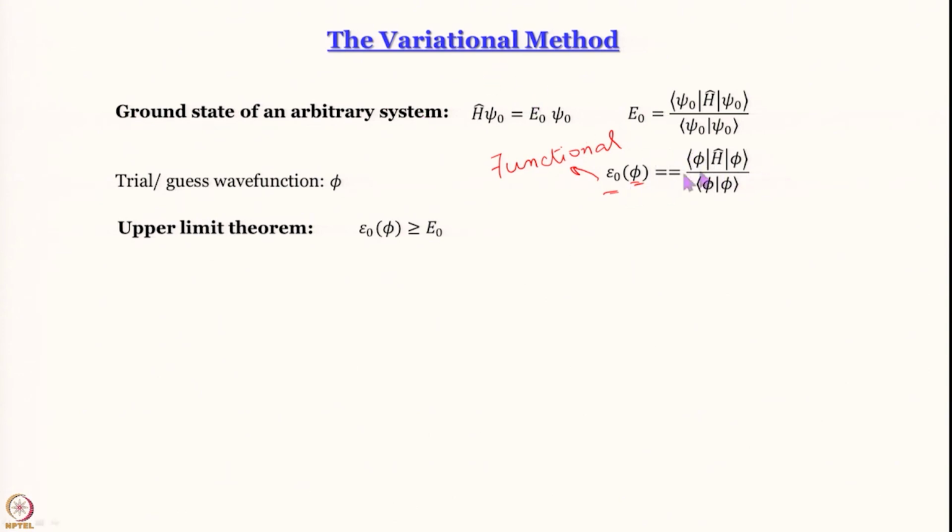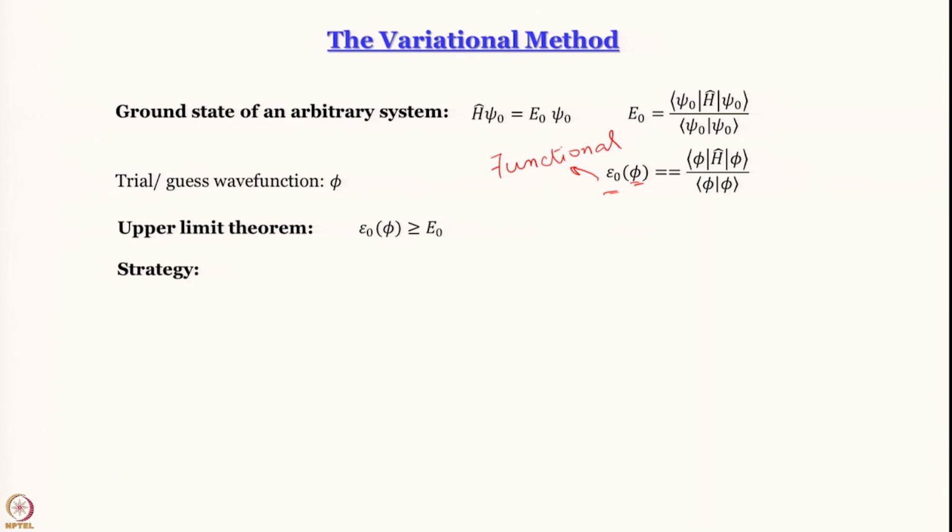So, now if I take some guess wave function, make the Hamiltonian operate on it, left multiply by phi star, integrate over all space, divide by integral phi star phi, then I get this epsilon 0 phi. Okay. What upper limit theorem says is that this epsilon 0 phi can never be less than the ground state energy E0. And as we will discuss shortly, that opens up tremendous possibilities, and we will see how.